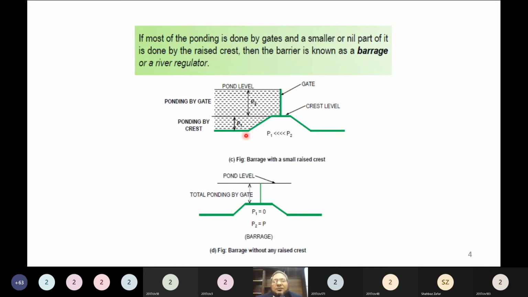Is it clear? Now you see this is the crest of the weir. So this is the ponding carried out by the crest of the weir, and this ponding P2 is carried out by the shutters or gates, which is more than this. So this structure is called a barrage. So this is a barrage with a small raised crest. Here is again a figure of the barrage with a raised crest slightly, but the main ponding is done by the gates. So that is a barrage. I think if it is clear, then we should move forward.